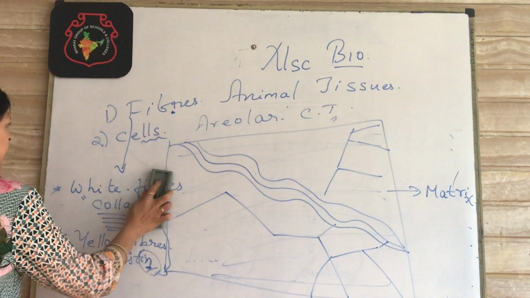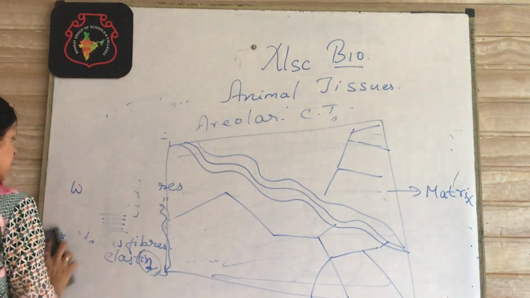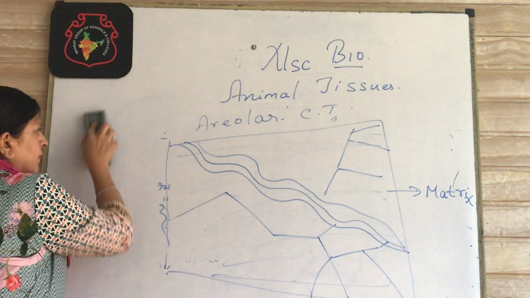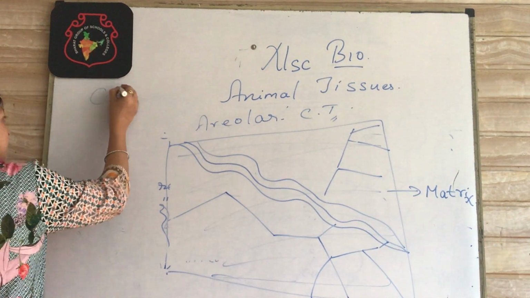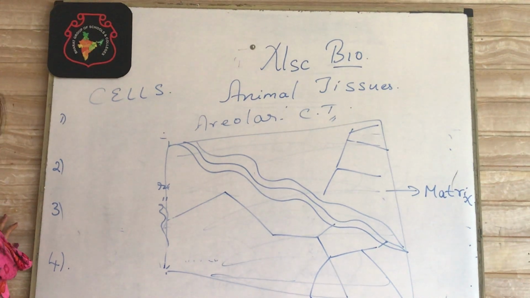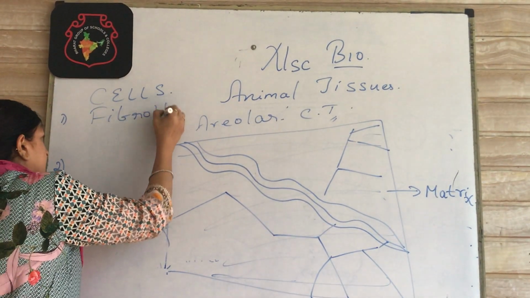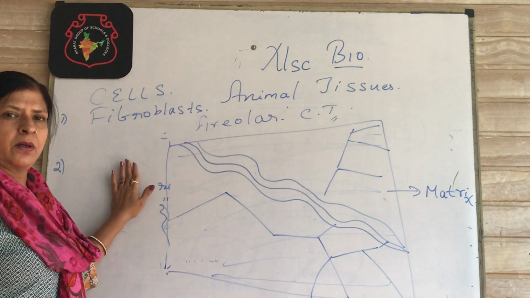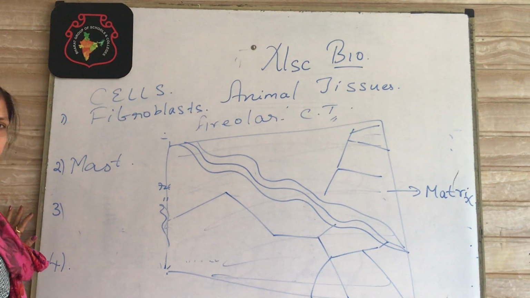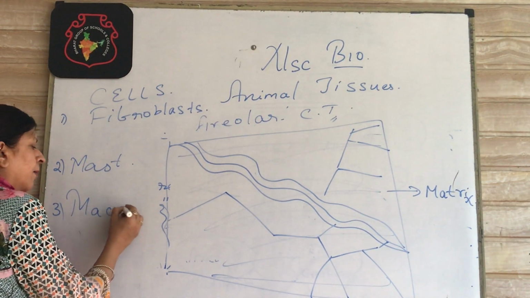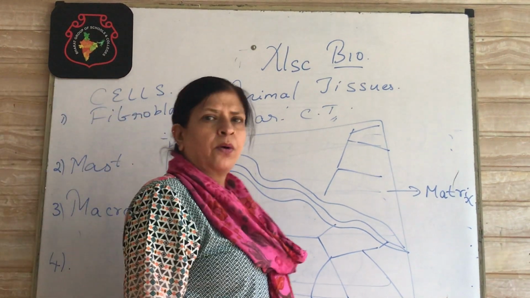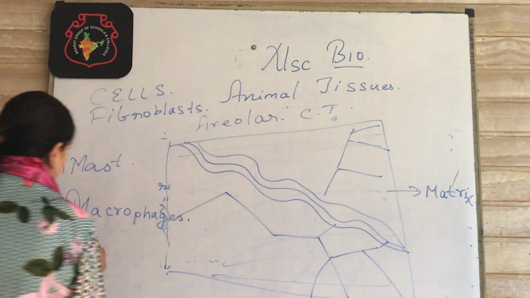Let me just erase this part and go with the cells. The cells are of four kinds. Number one, fibroblast. Number two, mast cells. Number three, macrophages. Number four, adipocytes.